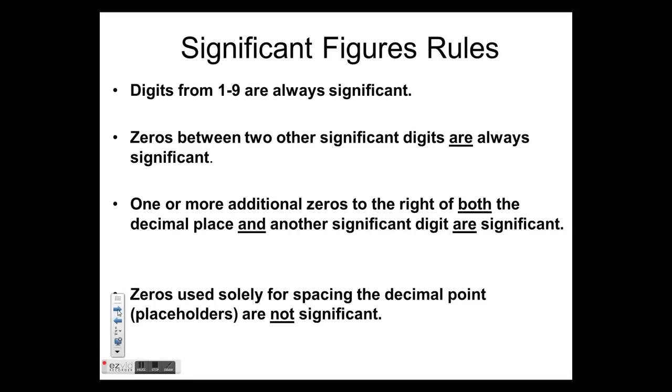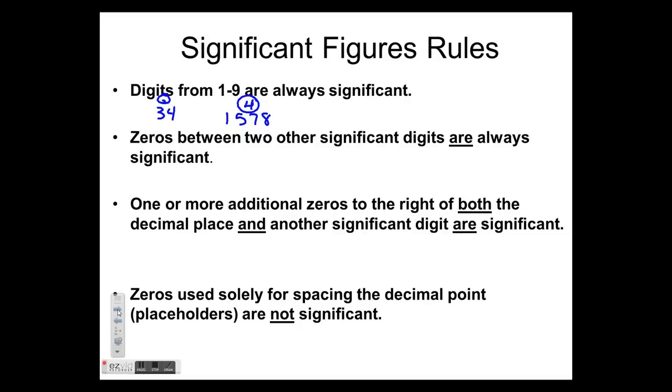First rule is pretty simple. Digits from 1 through 9 are always significant. So, if I have the number 34, it has 2 significant digits because 3 and 4 are both non-zero numbers. 1, 5, 7, 8. Okay? 1, 2, 3, it has 4 non-zero digits, so it has 4 significant digits. Okay, very simple rule. Second rule is pretty simple too.